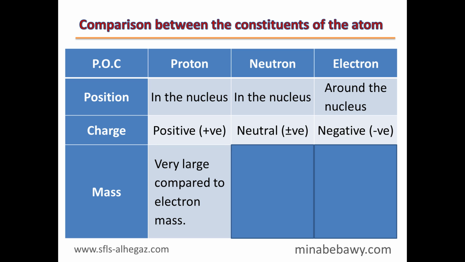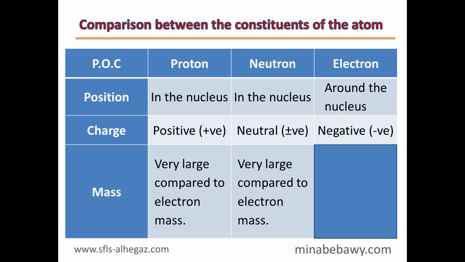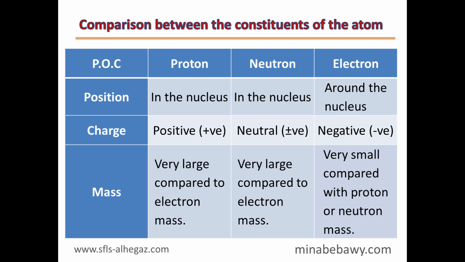The mass of proton is very large compared to electron mass. The mass of neutron is very large also compared to the electron mass. And finally, the mass of electron is very small, negligible, compared with the mass of proton or neutron. So this is the answer of the question. Give reason: the mass of the atom is concentrated in its nucleus, because electron has negligible mass if it is compared to the masses of protons and neutrons.